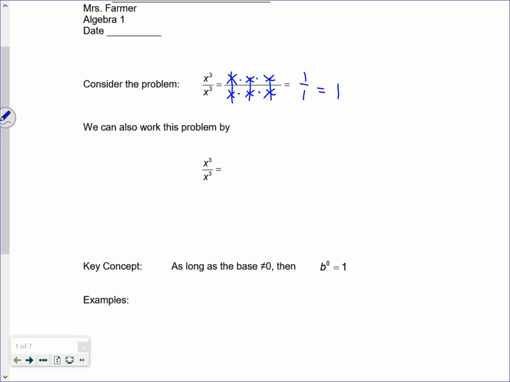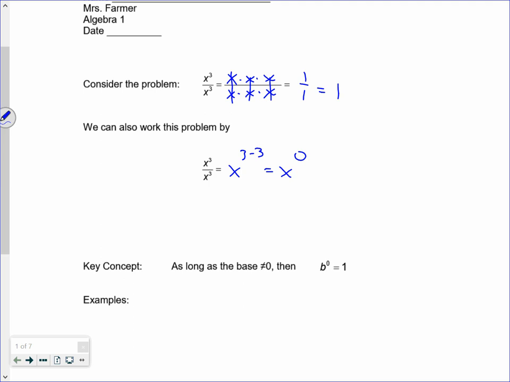You can also work this problem by our subtraction rule. Now, we didn't do any when the numbers were the same before. We just canceled them out and said they were 1. But the subtraction rule says that if we take the exponents and subtract, we should get the answer. And that gives us x to the 0. We did not look at x to the 0 on our last assignment.